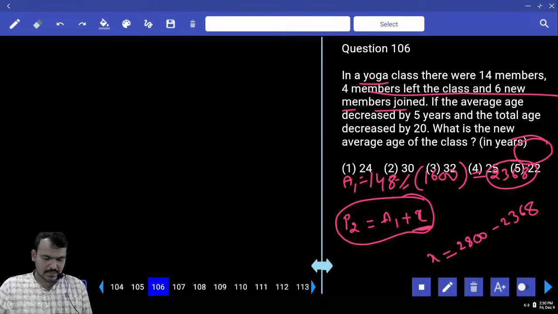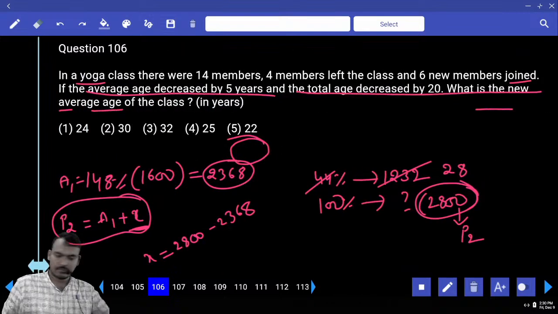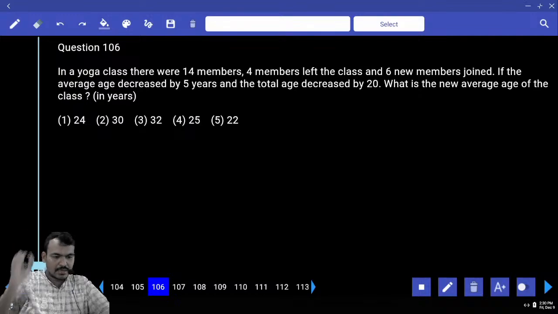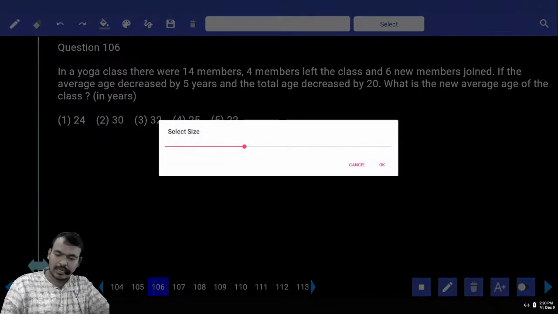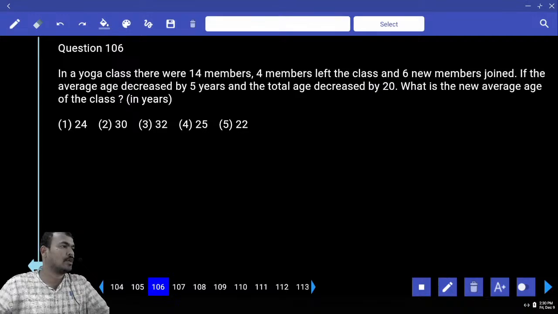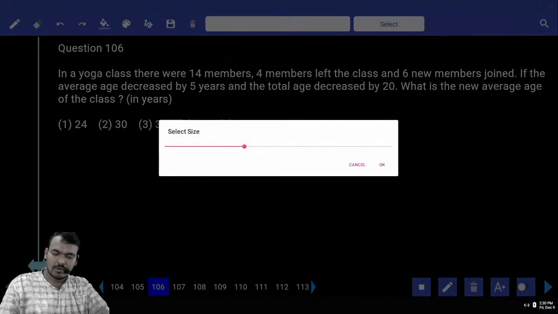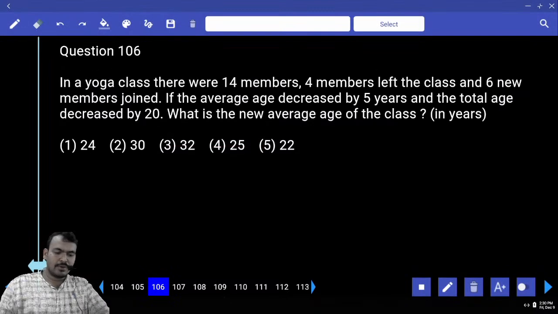Question number 106. In a yoga class, there were how many members? 14 members. 4 members left the class or joined the class? Left the class. Again 6 members joined. If the average age is decreased by how many years? 5 years. And the total age is decreased by 20 years. What is the new average age of the class, or not?